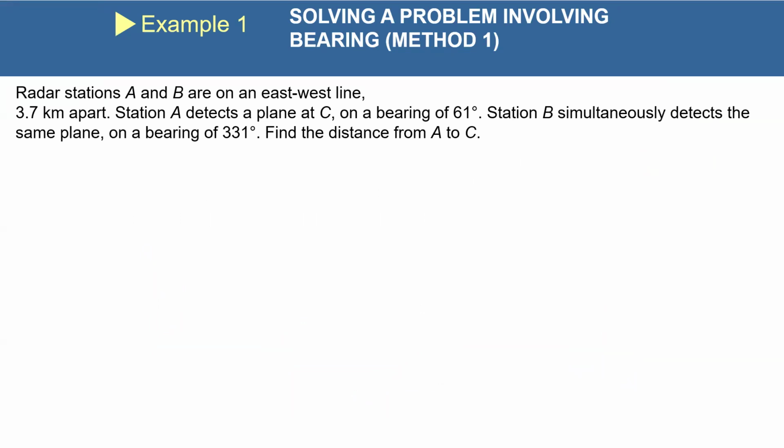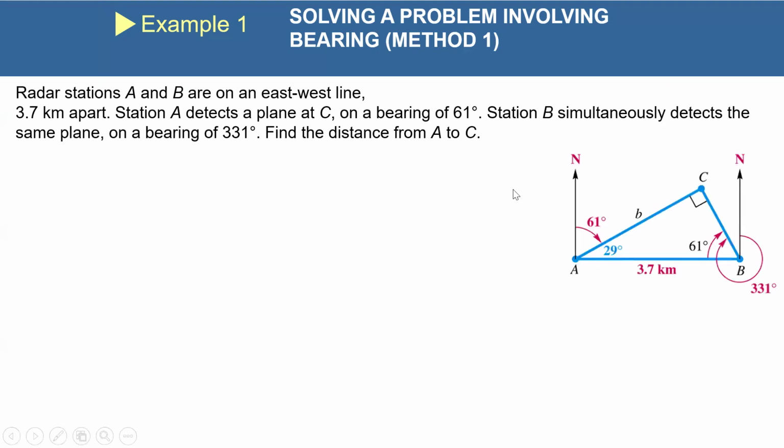All right. So here we go. It says radio stations A and B are on an east-west line. So this tells me right here that I'm dealing with bearings because it's using some form of direction. Does that make sense? So A and B are on an east-west line, 3.7 kilometers apart. Station A detects a plane at C on a bearing of 61 degrees. Station B simultaneously detects the same plane on a bearing of 331 degrees. Find the distance from A to C.